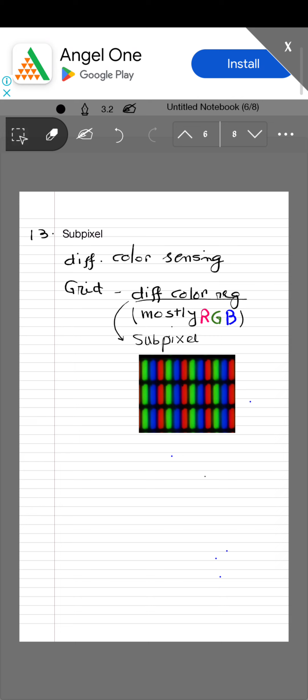Now there are some pixels which cannot recognize the different colors. For that, the pixel, which is in the form of a grid, is subdivided. Like in this case, the pixel grid has been divided into 3 different colors: red, blue, and green. So in each region we can now detect the red, blue, and green colors. These are called subpixels.